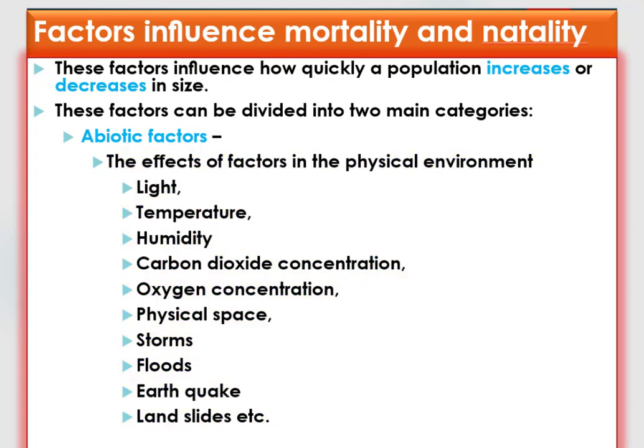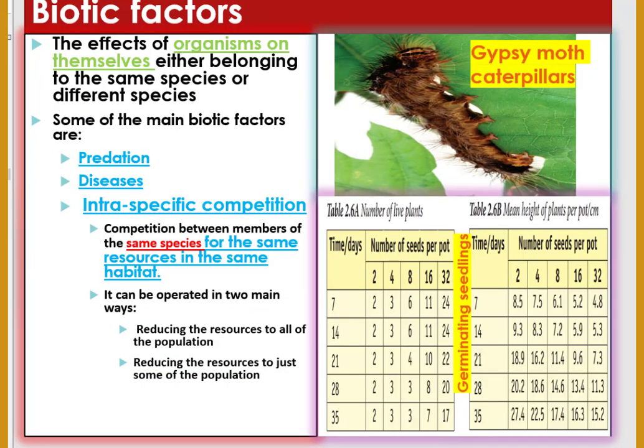The second factors influence mortality and natality that can determine how quickly a population increases or decreases in size is biotic factor. Biotic factors are the effects of organisms on themselves, either belonging to the same species or different species.